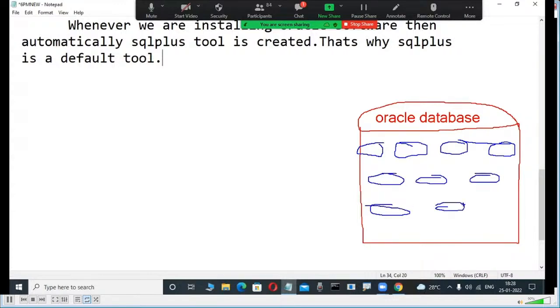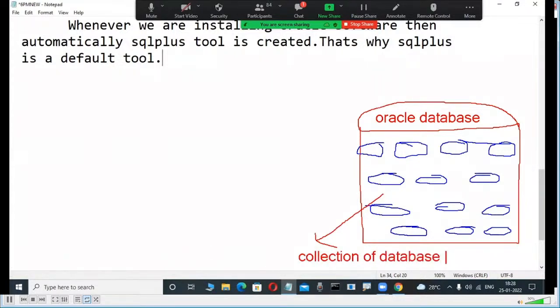In the future we will learn these objects, but today maybe tables you know something about. These are collections of database objects. In every relational database also, collections of database objects are available.